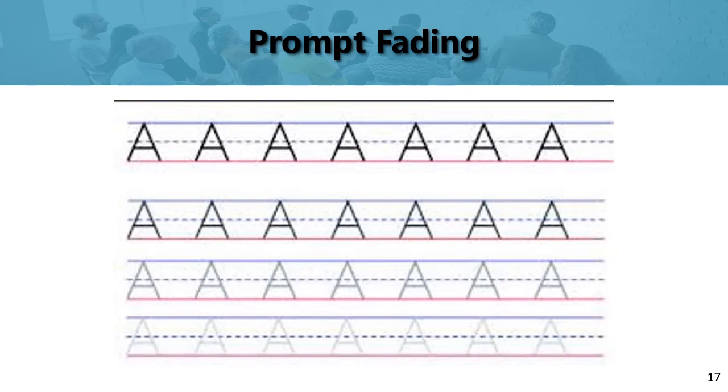Here's an example of a literal definition of prompt fading. On the top line, we see the A is very dark. As it goes through each line afterwards, it gets fainter or lighter to see, so that eventually the student will be forming the letter A without any type of visual prompt here.